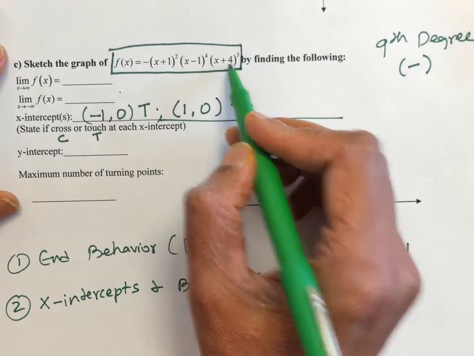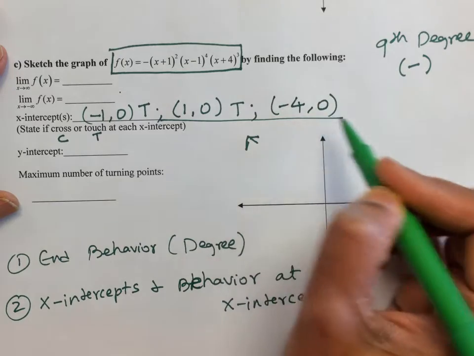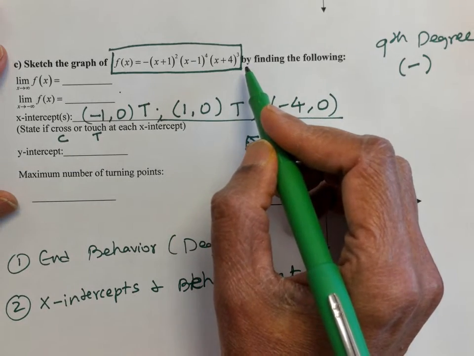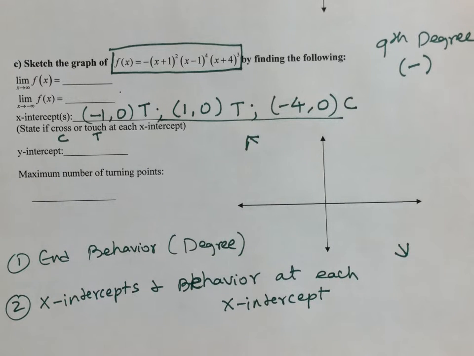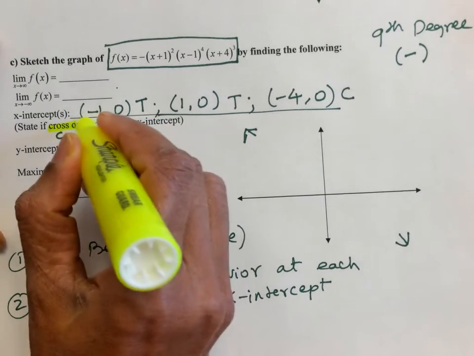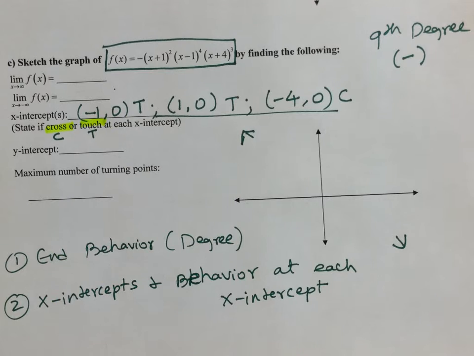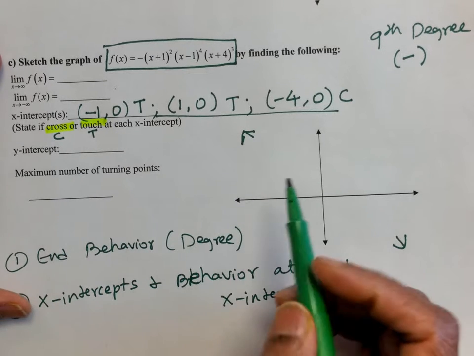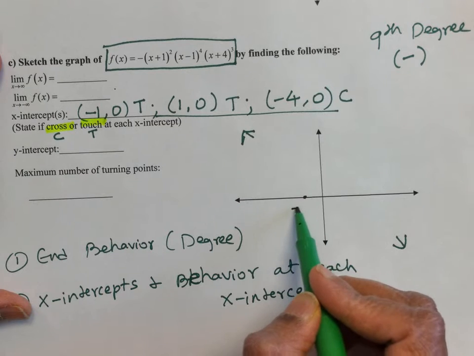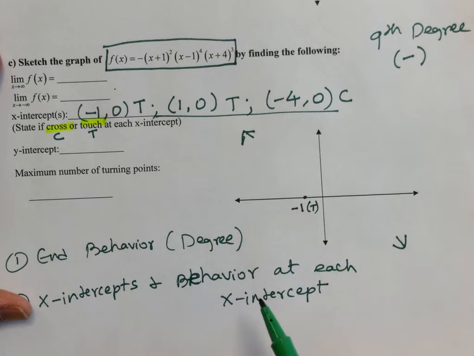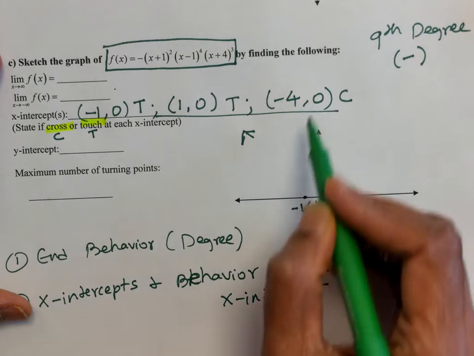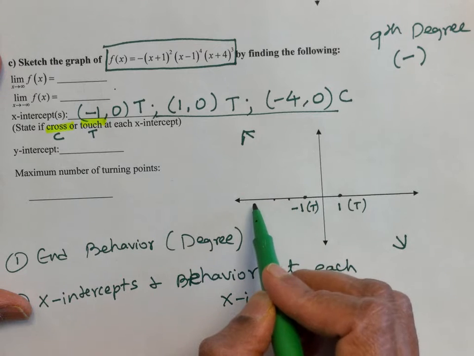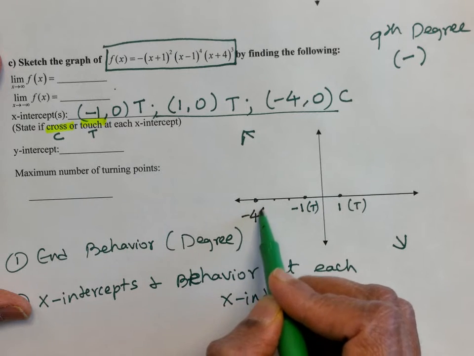And the last one is negative 4, 0, and this is cubic, so cubic is like a linear, and it will cross the x-axis. Everybody clear? We are interested in stating whether it is crossing or touching at each x-intercept. So at negative 1 it's going to touch. At 1 also it's going to touch. And at negative 4, it is going to cross it.